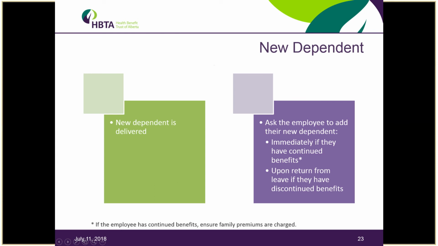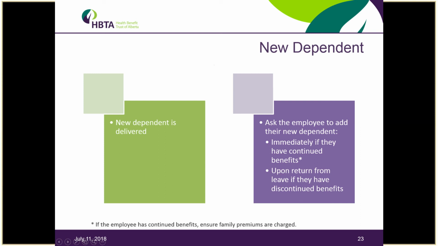So the other reason that you want your employee to tell you when she has delivered is because there's a new dependent. If the employee has prepaid their benefits during their leave, they should be adding the new dependent immediately. If they have not prepaid their benefits during the leave, they can tell you that they want to add their dependent, or you ask them to do that when they return from their leave if they discontinued benefits. The other important reason is that if this is a first dependent, then premiums are going to change from single premiums to family premiums.